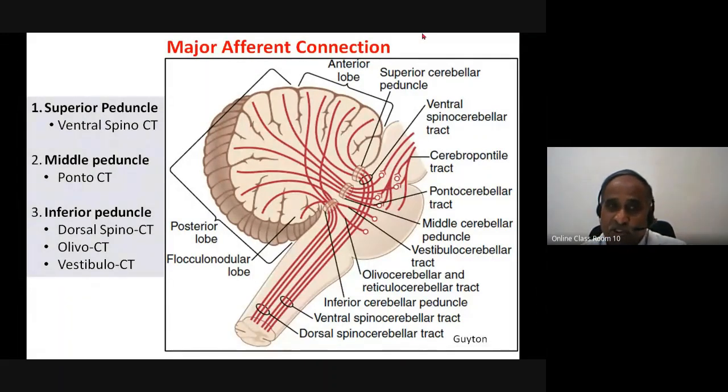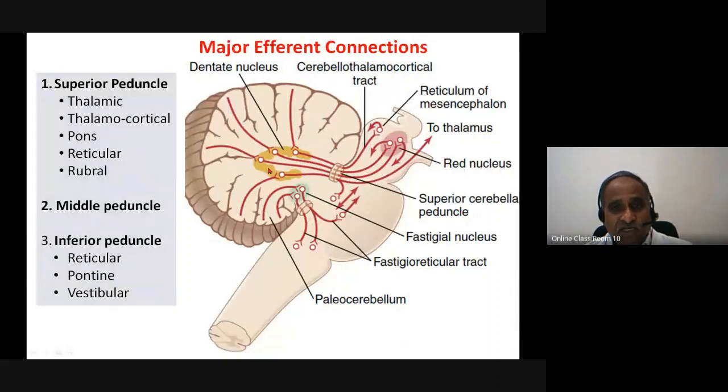Now, what are the outputs from the cerebellum? You can see that for output from the cerebellum, you can have only the superior peduncle and the inferior peduncle. The middle peduncle, I have kept it blank. The superior peduncle output would go to the thalamus, either directly from the cerebellar nuclei to the thalamus, what is known as dentatothalamic, dentate nucleus to thalamus, or that further relates into different areas.